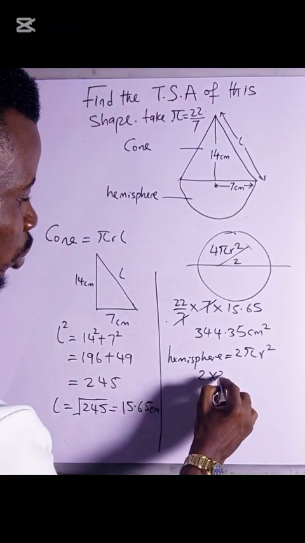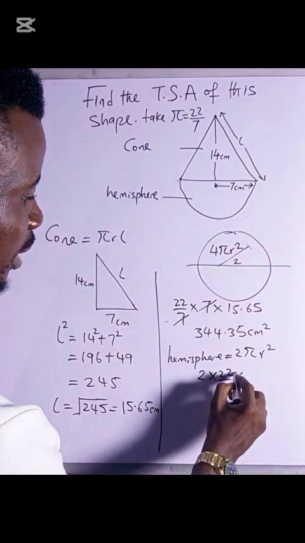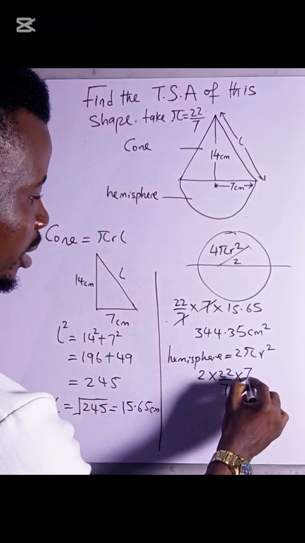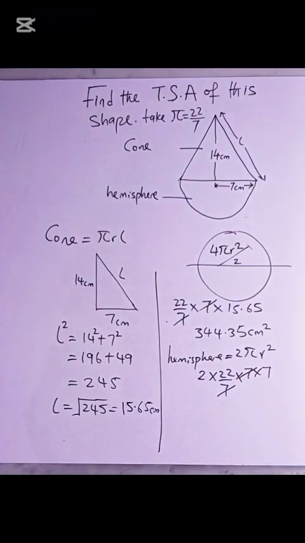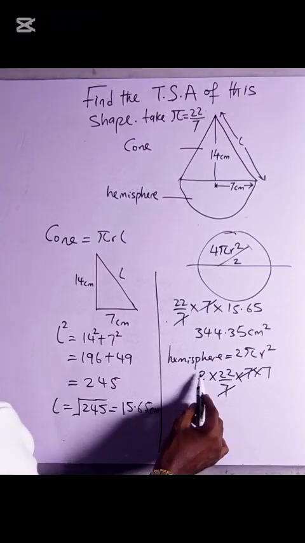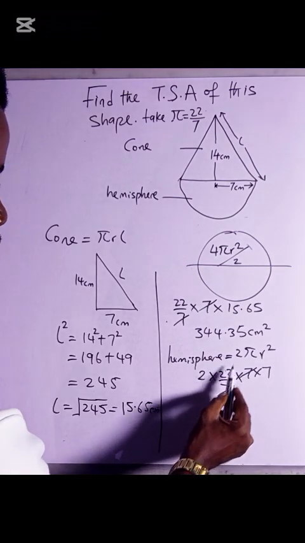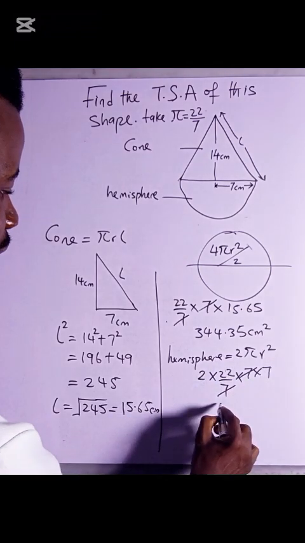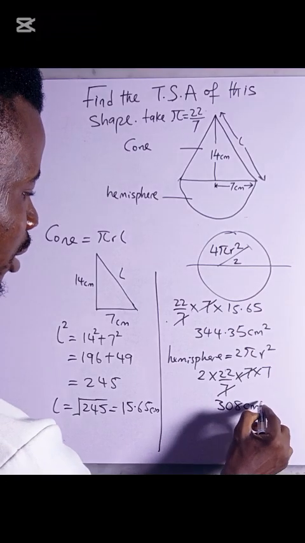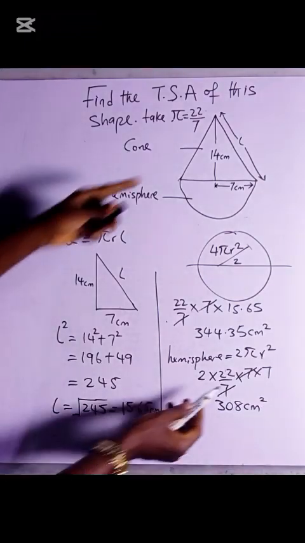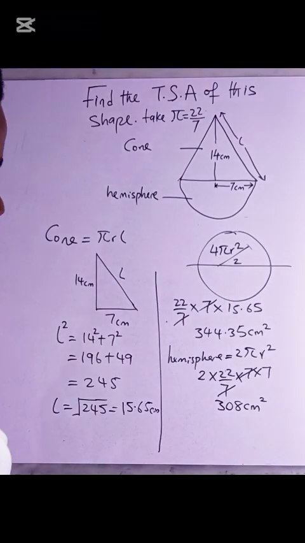So you have what? 2 times 22/7 times your r, which is 7 squared. 7 times 7. So you cancel out and you have what? 2 times 22 is 44. 44 times 7 is 308 centimeter squared. Now we can now add the two surface areas.